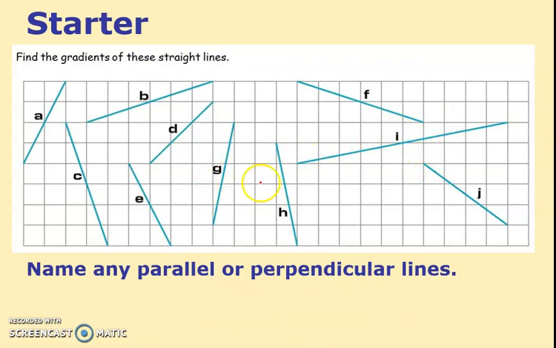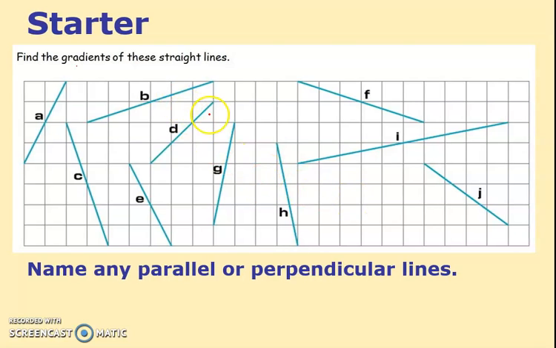Oh, by the way, just have a look at this. It's just a quick starter. You just have to work out the gradients of all those lines. And if you get a couple of seconds, just have a look as well. Are any of them parallel and perpendicular? And have a look at the answers you get. So I'm going to ask you to pause the video now, do those questions, say what the gradient of each line is, and then we'll talk about parallel and perpendicular.